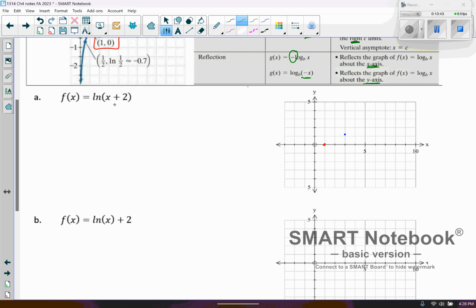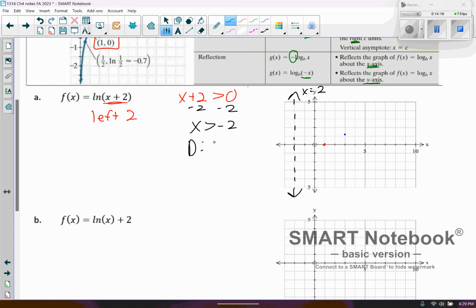And so right here, this is actually going to cause us to shift left 2. Remember, it's the opposite of what you kind of think. So we're going to shift left 2. And then also, this one's pretty easy because remember your domain, what you're evaluating here, has to be greater than 0. So you can see that my boundary line, my vertical asymptote, is going to be at x equals negative 2. That's where my vertical asymptote is. And my domain, might as well just list that now, is from negative 2 to infinity right there.